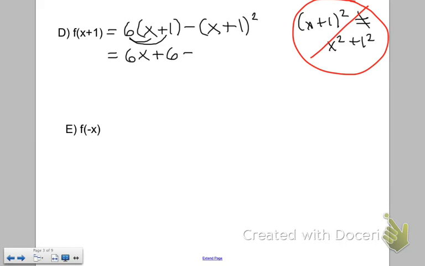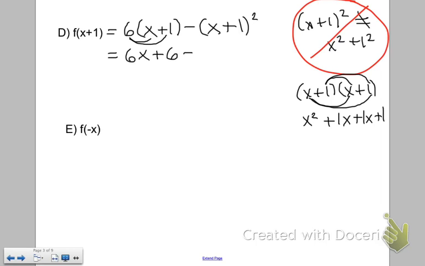You need to make sure that you FOIL this out. x plus 1 squared is like the quantity x plus 1 times the quantity x plus 1. When we FOIL that out, we're going to get x squared plus 1x plus 1x plus 1. And that's going to simplify to x squared plus 2x plus 1. So when you see a binomial square like that, you have to make sure that you FOIL it out.